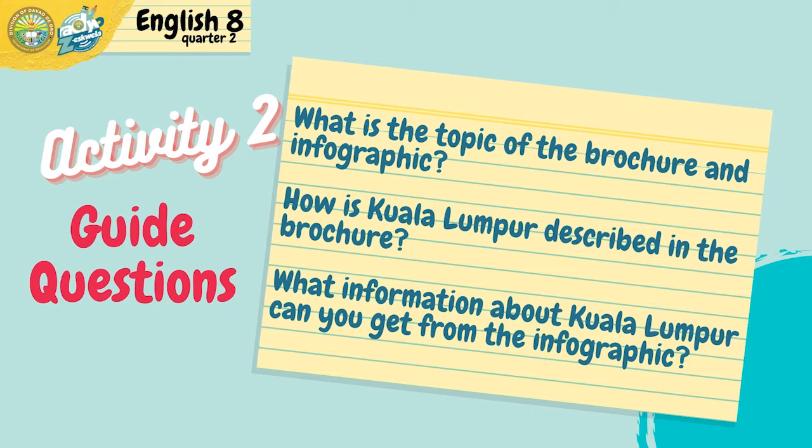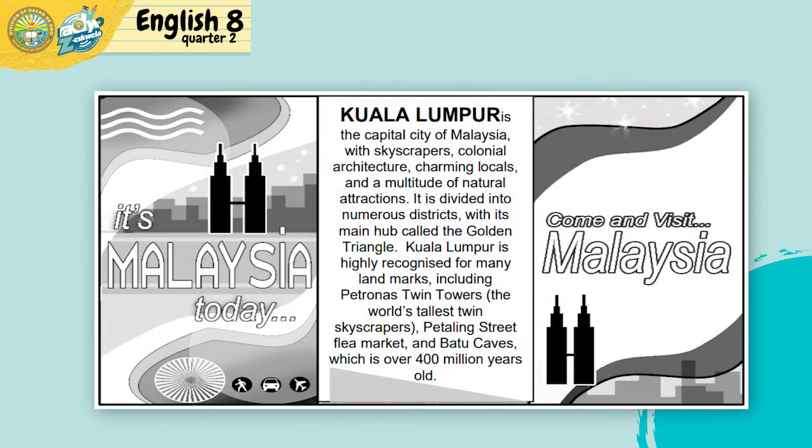Now let's view the brochure and of course the infographic. Now here's the brochure. It's Malaysia Today. Let me read. Kuala Lumpur is the capital city of Malaysia, with skyscrapers, colonial architecture, charming locals, and a multitude of natural attractions. It is divided into numerous districts, with its main hub called the Golden Triangle.